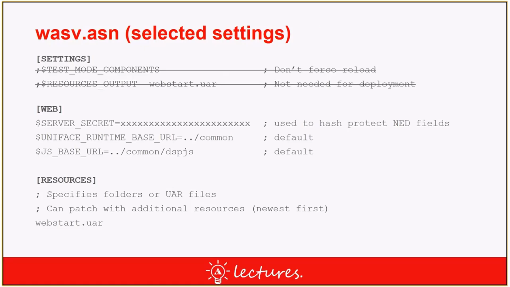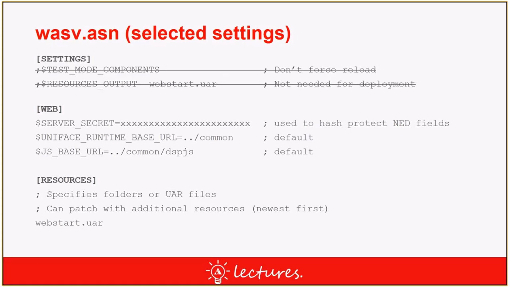The other two settings here in the web section are just basically the runtime base URL. Where do I find the Uniface resources like Uniface.js? You can say, for example, /Uniface/common instead, and then whether you're using HTTPS or HTTP, it's still going to work. If you've moved it to somewhere else, you'll change that. Otherwise, you'll probably leave it alone. You don't even need to specify them.